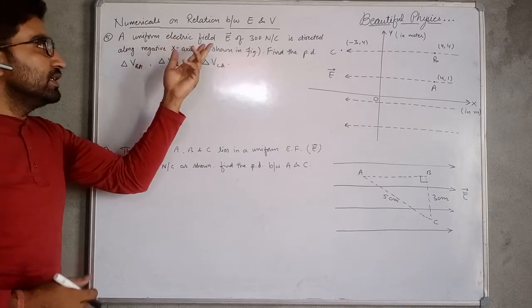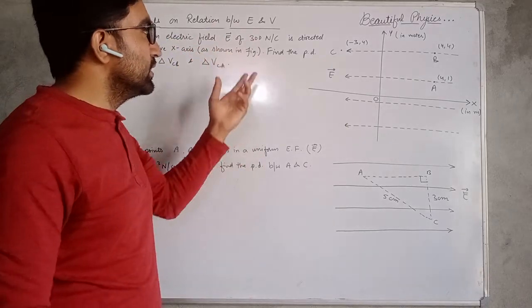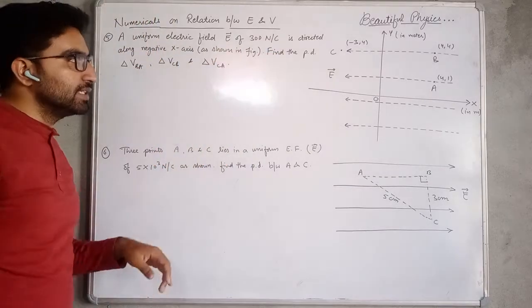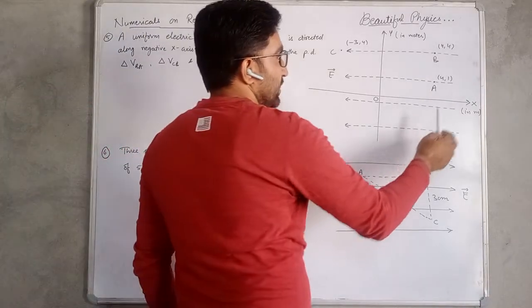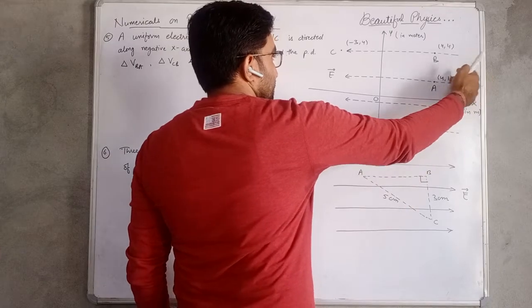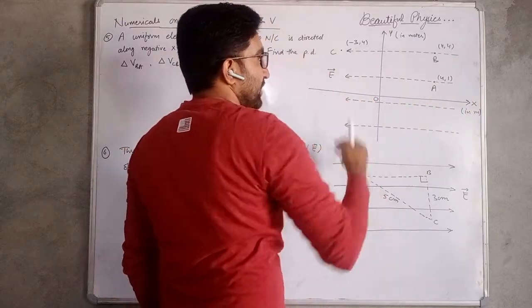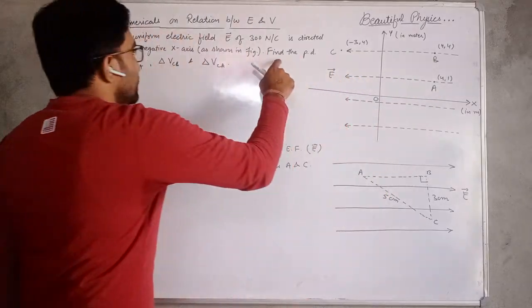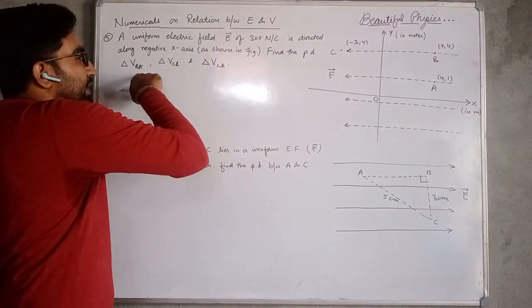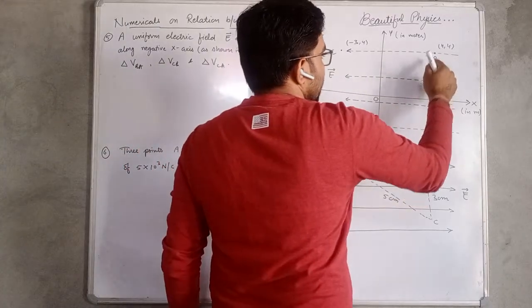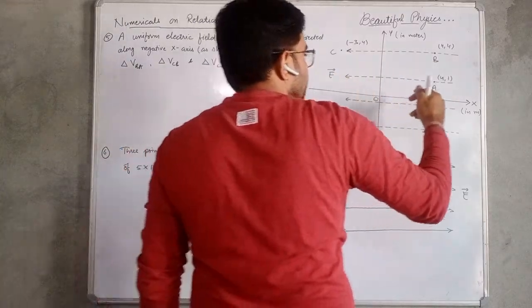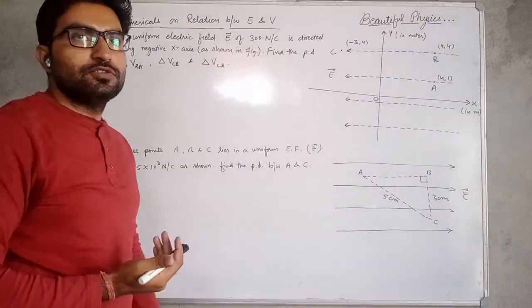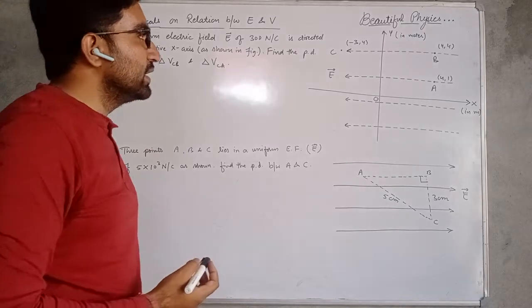A uniform electric field E of 300 Newton per coulomb is directed along the negative x-axis. It is shown in the figure that the electric field is from positive x-axis to negative x-axis, and we have 3 points A, B and C, and we have to find the potential differences delta VAB. Delta VAB means the work done in moving the charge from A to B, that we have to find out, delta VAB.